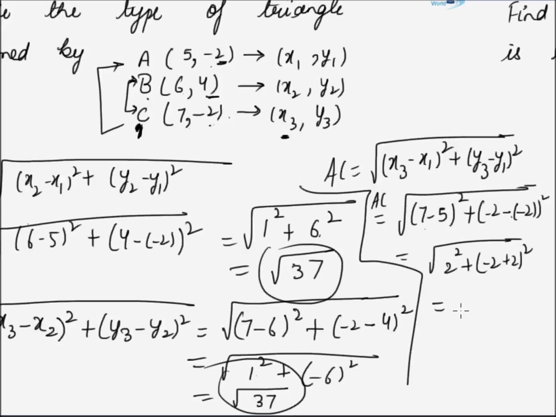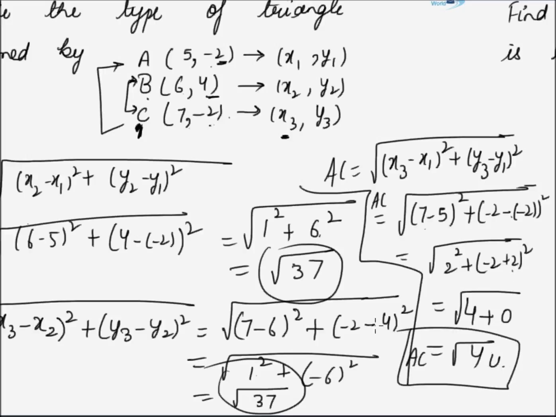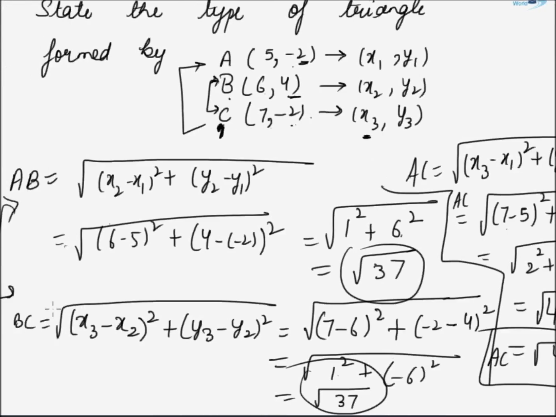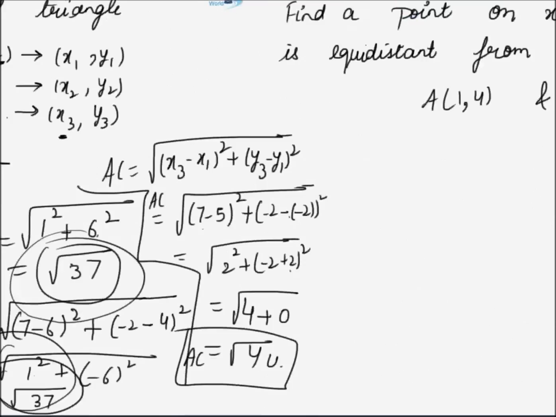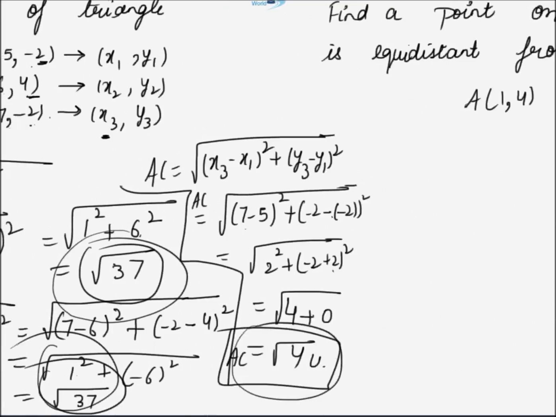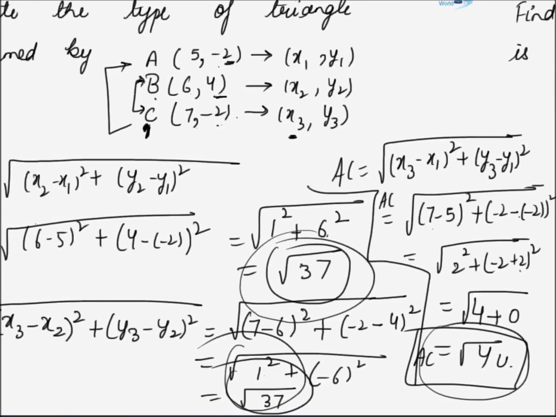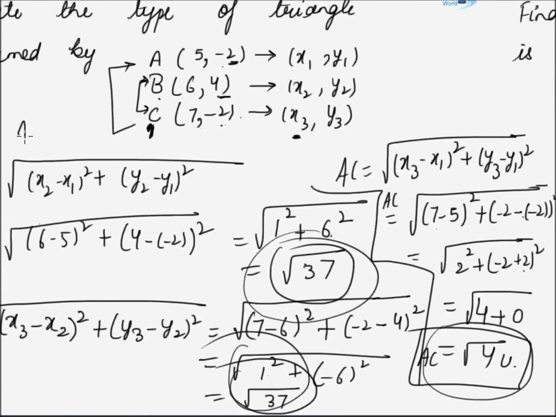So all in all, we have AC as 4 plus minus 2 plus 2 will give us 0, and 0 square is 0. So we have AC as under root 4 units. Thus we have two sides, that is AB and BC, as equal, whereas third side is not equal to any of the other two sides. Thus AB is equal to BC, not equal to AC.